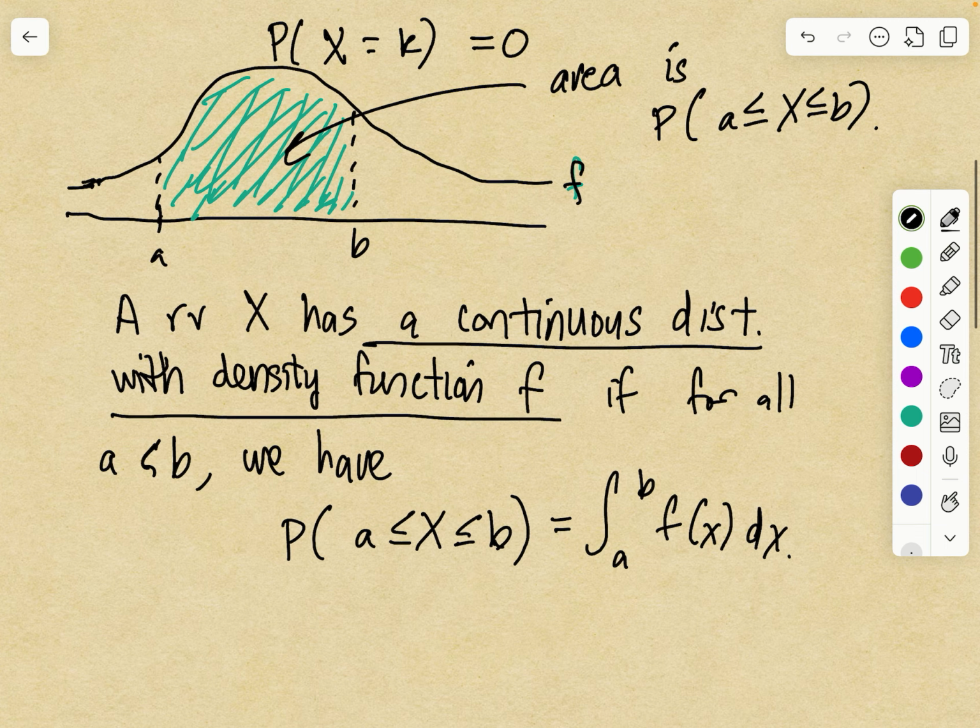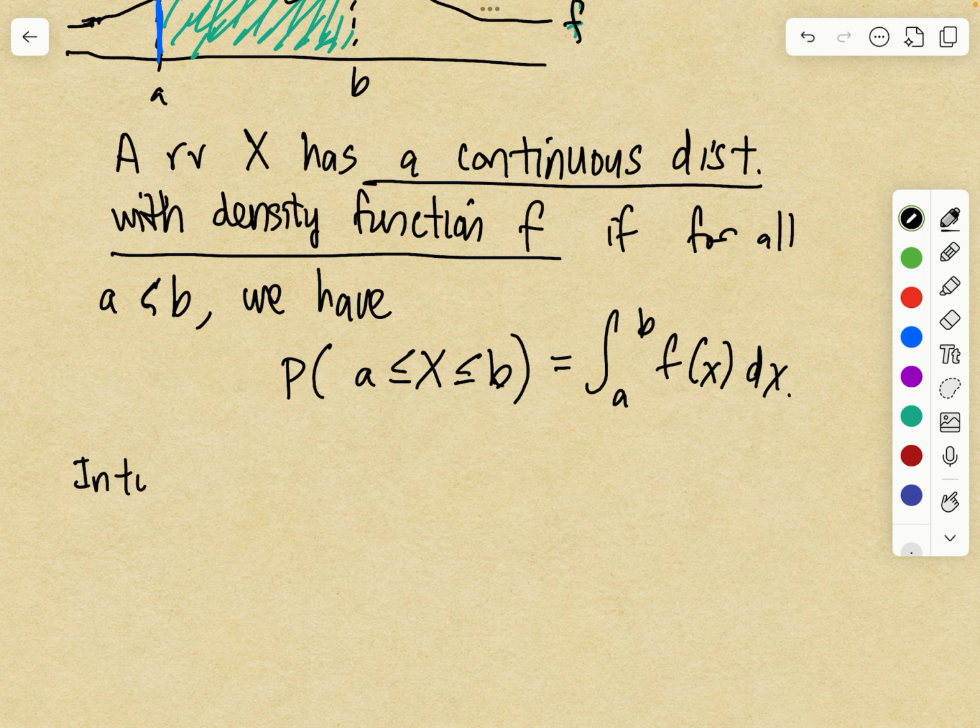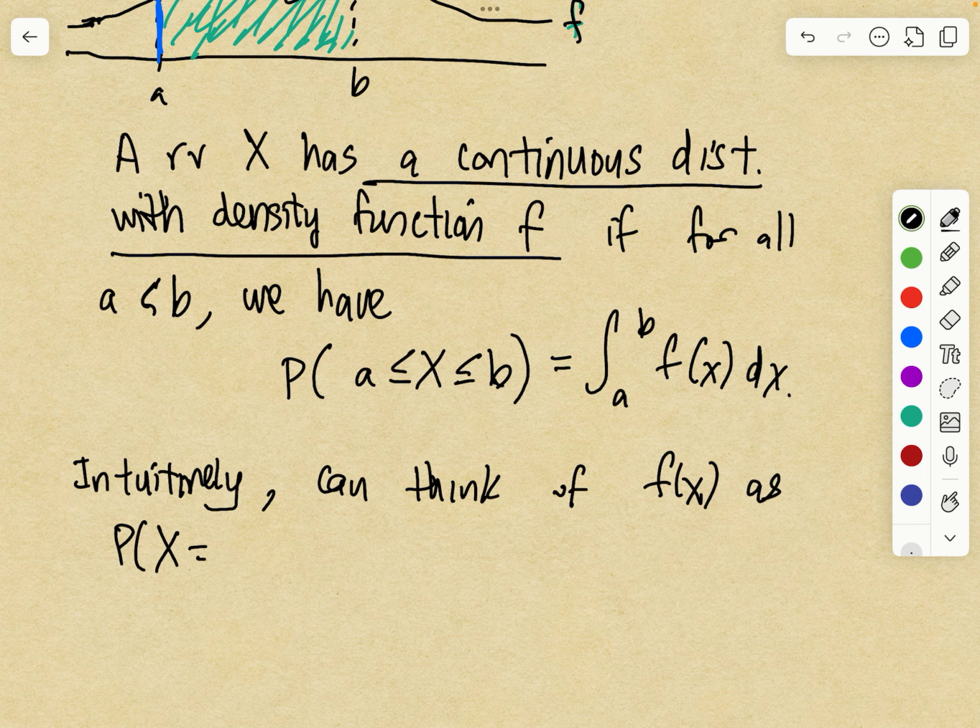But we mentioned that strictly speaking, you can't think of f of x as the probability that x is equal to a. If you plug in f of a, you get this value, but it's not literally the probability that x is a. However, intuitively, you can think of f of x as the probability that x is equal to little x.